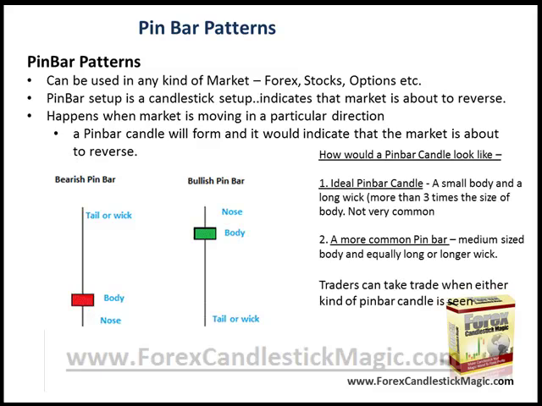One more point I wanted to mention is the ideal pin bar, which has a small body and a large wick. But this kind of setup is not very common. Typically you will see a more common pin bar which has got a large wick and a larger body, something like the body will be about this big and the wick will be long. The important thing is to have a long wick. If the wick is not long, then it's not a pin bar. Typically the wick is larger than the size of the body. So traders can take a trade whenever they see a pin bar candle, let it be the ideal pin bar or a pin bar which has got a bigger body.